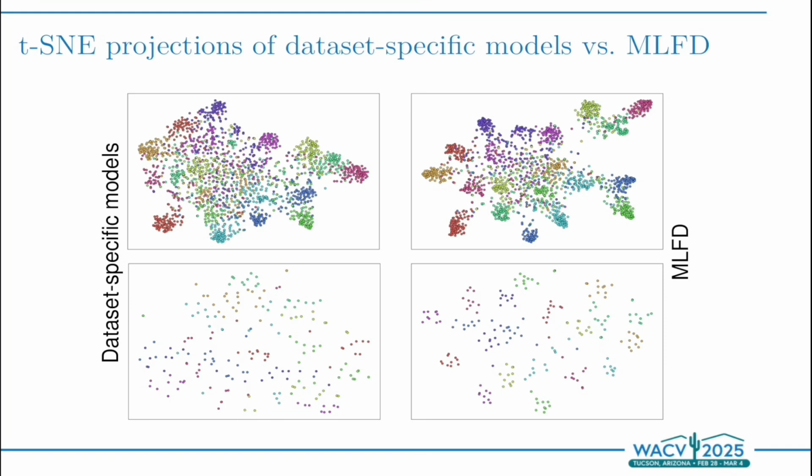To inspect and visualize differences between models, we applied t-SNE projections to the final embedding layer of the models. We can observe that models using our method have more separable 2D projections of the embedding space.